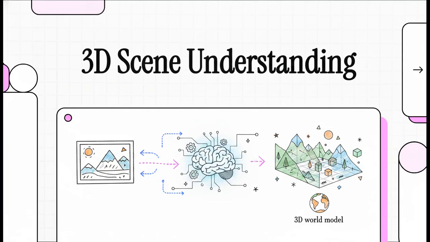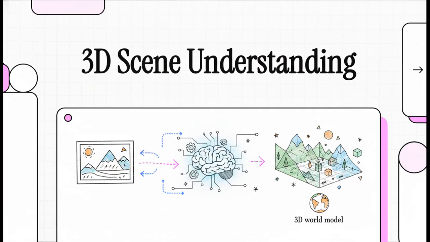Picture this. You're looking at a photograph of a busy city street. Instantly, without even thinking about it, you know the taxi is close, the pedestrians are hanging out on the sidewalk, and those skyscrapers, they're towering way off in the background. But to a computer, that photograph isn't a world. It's just a flat grid of colored squares.